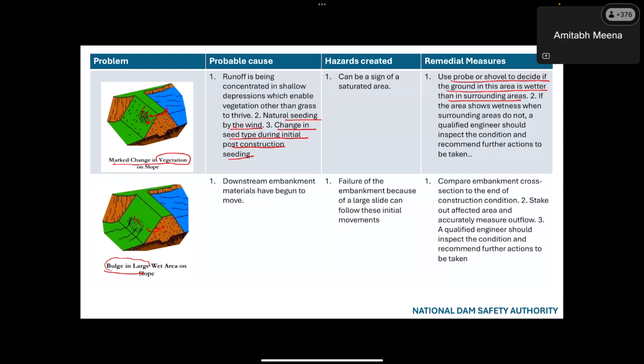Compare the embankment cross section to the end of the construction condition. Generally, you can identify such things by visual inspection only. But if you have doubts, then compare the embankment cross section to the end of the construction condition, stake out the affected area and accurately measure outflow. A qualified engineer should inspect the condition and recommend further actions.